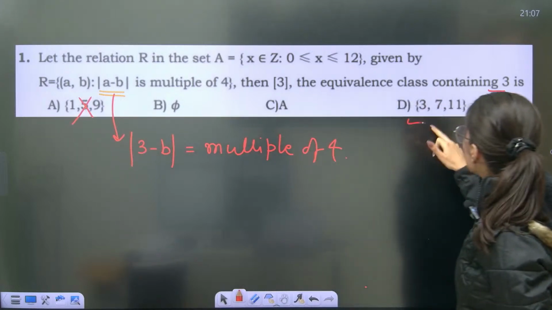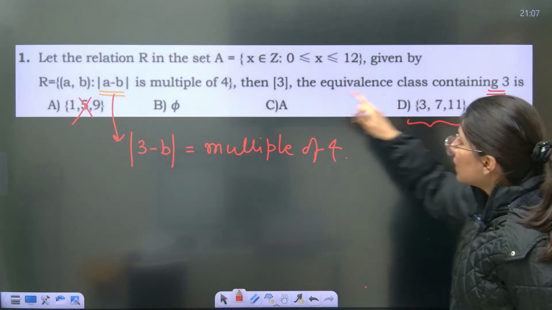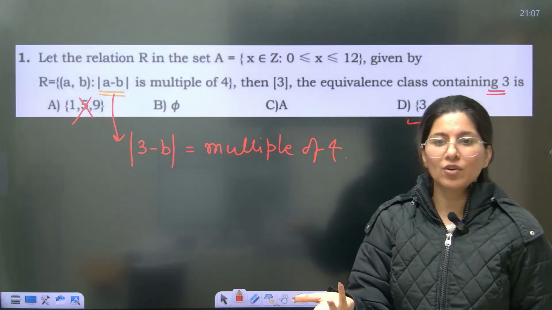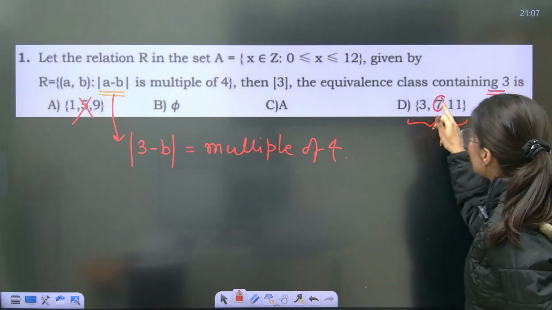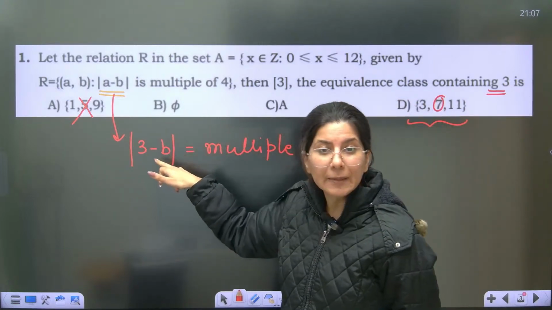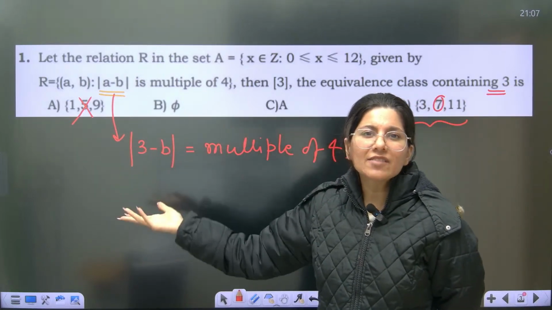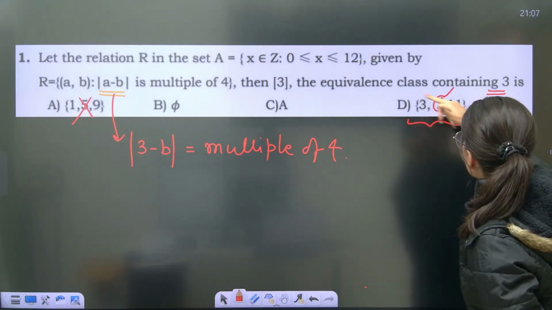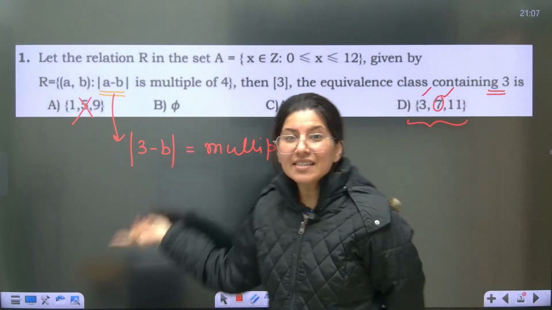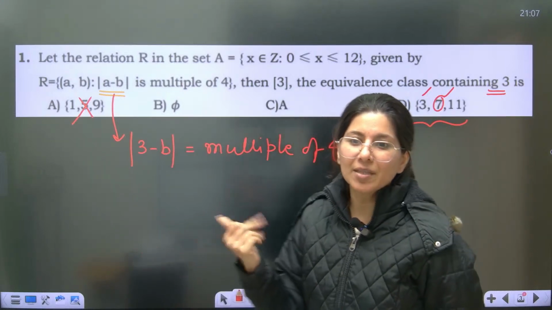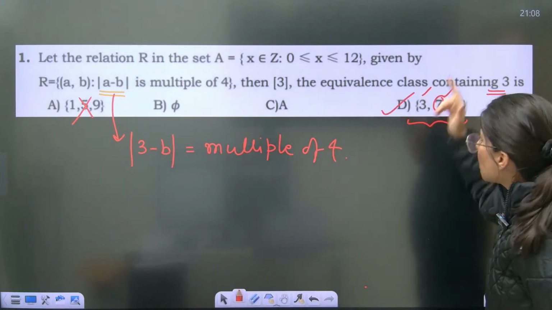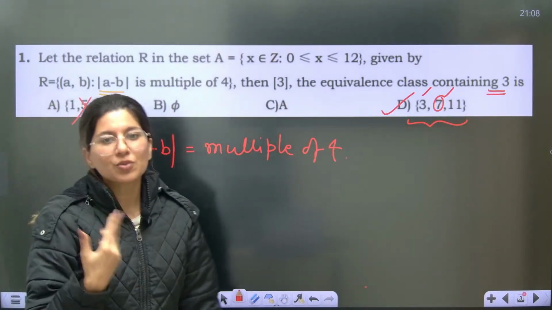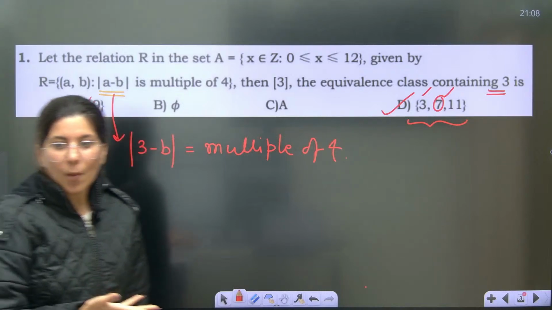What about this? If I put 3 in place of b, 3 minus 3 is 0, and 0 is a multiple of 4. Then 7. If I plug in 7 in place of b, 3 minus 7 is minus 4, modulus gives 4. Is 4 a multiple of 4? Yes. And 11: 3 minus 11 is 8, and 8 is a multiple of 4. So obviously option D is absolutely correct. Since it is an objective type question, you don't have to explain it like a proper solution.